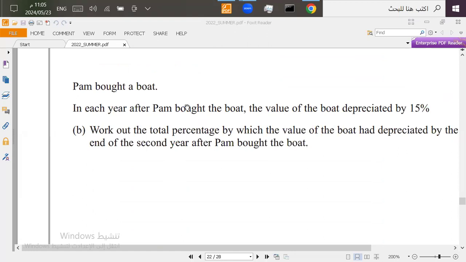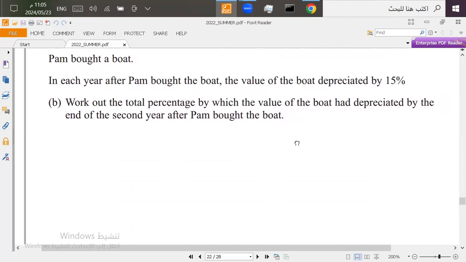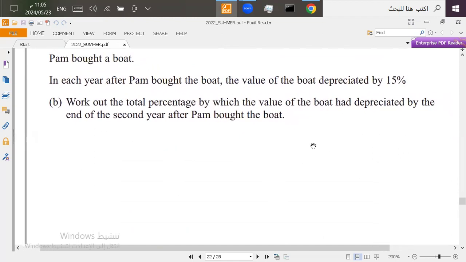Here, Pam bought a boat. In each year after Pam bought the boat, the value of the boat depreciated by 15%. Work out the total percentage by which the value of the boat had depreciated by the end of the second year after Pam bought the boat.